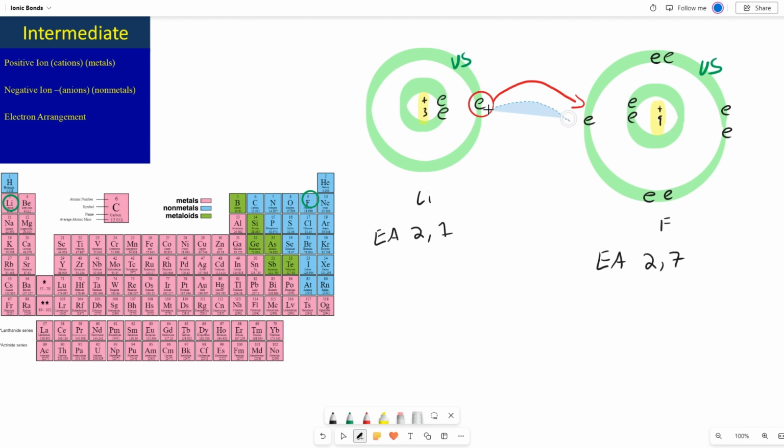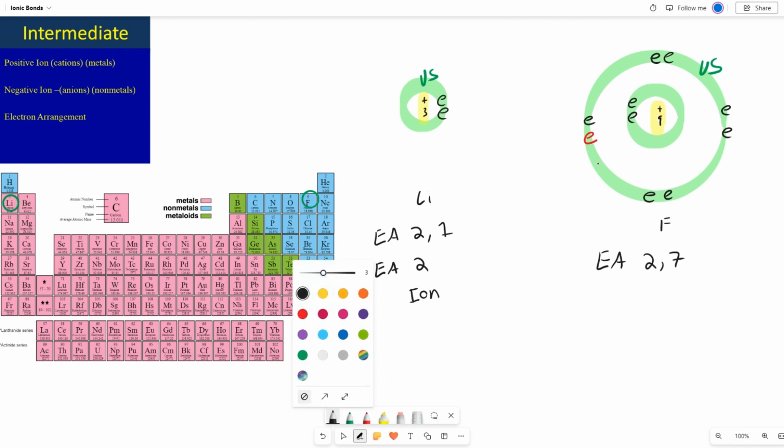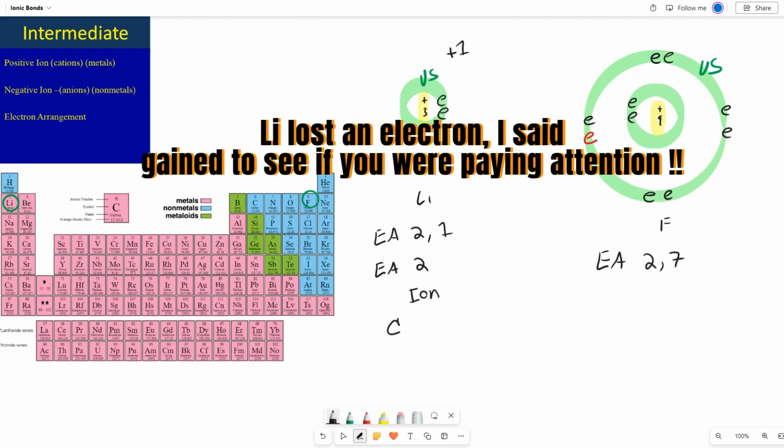Once this electron gets pulled over to the fluorine, the outer shell of lithium is gone. It now has a new valence shell here, and it's filled. It has 2 electrons in it. And once lithium's electron goes over to fluorine, fluorine's outermost shell is filled as well. The new electron arrangement for the lithium ion is just 2. And lithium is now an ion because it has a charge. And since it has a positive charge because it lost 1 electron, this is called a cation.